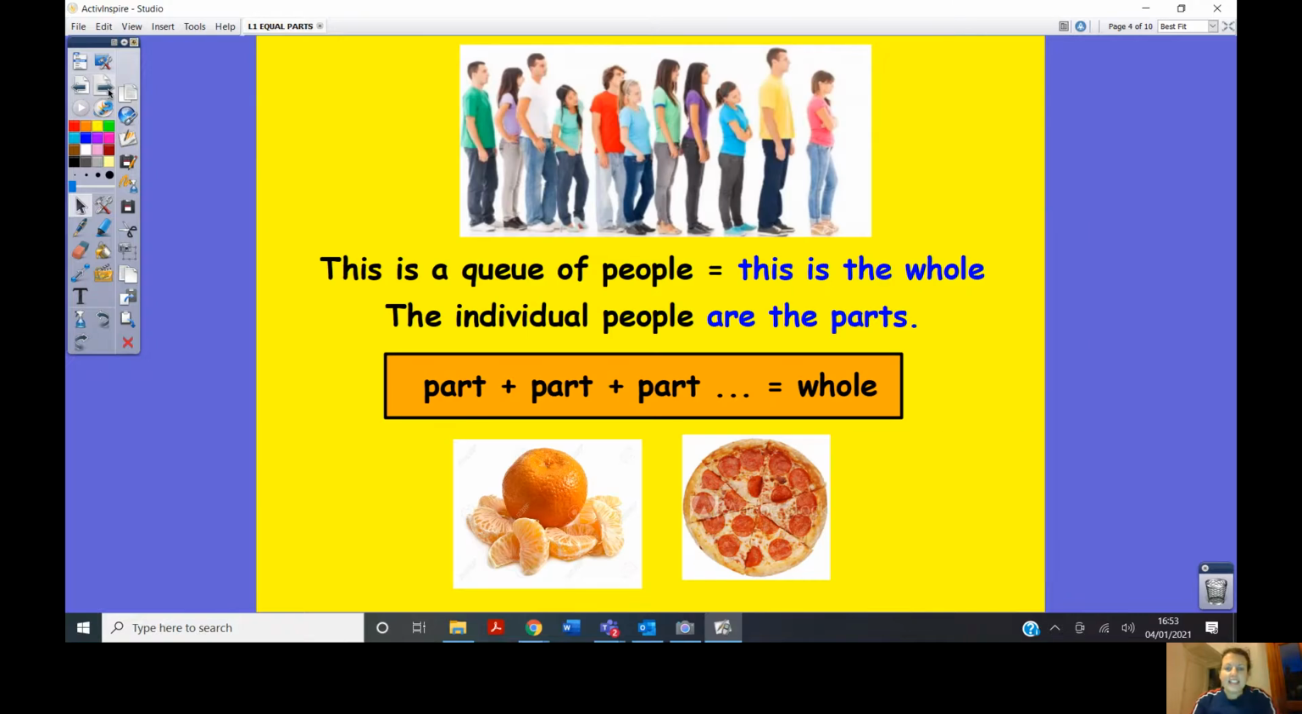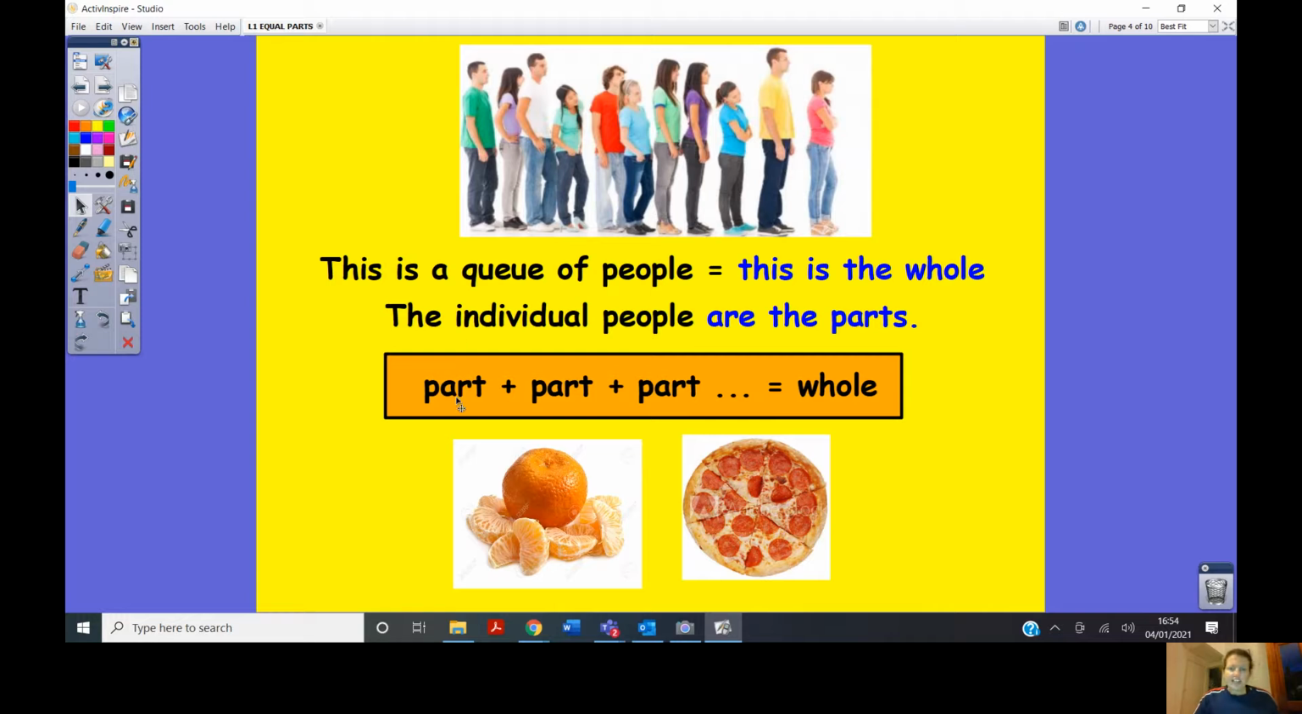So, this is a queue of people. The queue of people is the whole. Each individual person, they are the parts of this queue. So we can see here there is 1, 2, 3, 4, 5, 6, 7, 8, 9, 10, 11 people in this queue. This one lady at the front, she's one part of the queue.